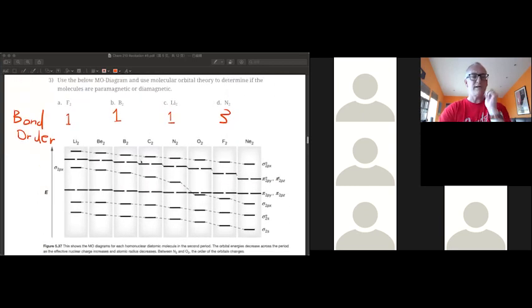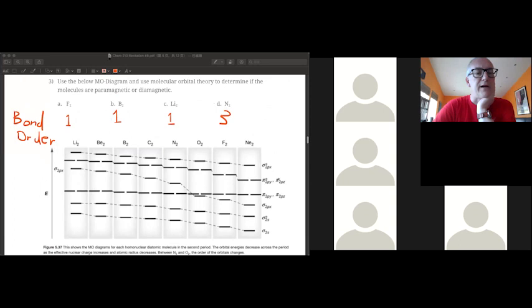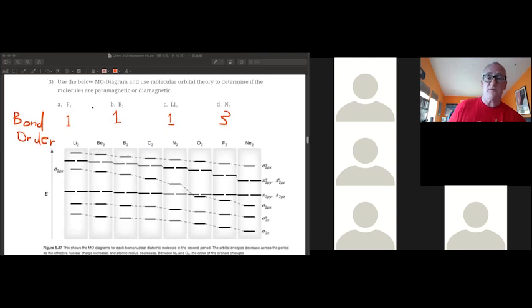All right, how's everyone doing here? Oh, you got your bond orders, excellent. Did you figure out whether they were magnetic or not? You could go first. So what does it take for molecules to be magnetic?